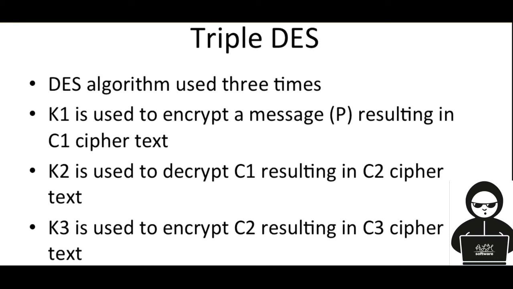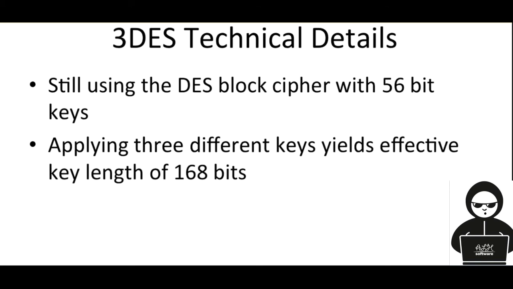While that doesn't really yield a full 168-bit key size, the 3 rounds of encryption yield an effective key size of 168 bits because you have to find 3 56-bit keys. So speaking of that, technical details for triple DES. We're still using the DES block cipher with 56-bit keys, but since we've got 3 different keys, we get an effective key length of 168 bits.